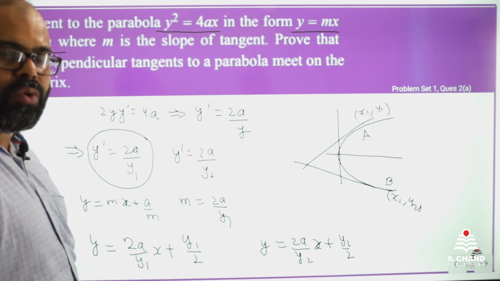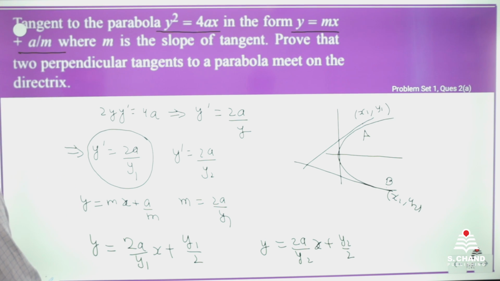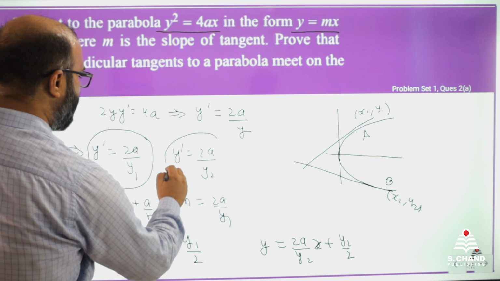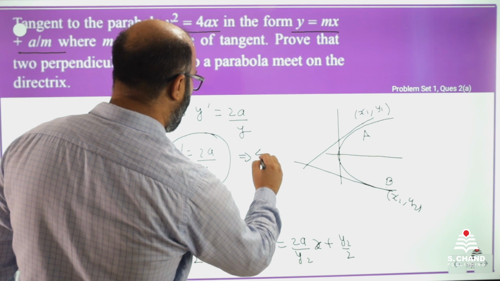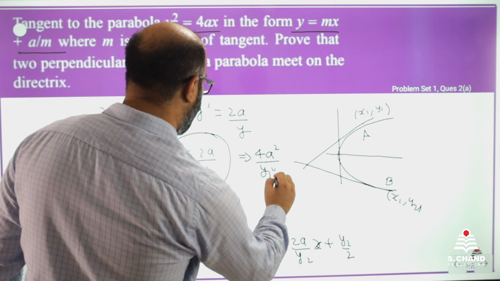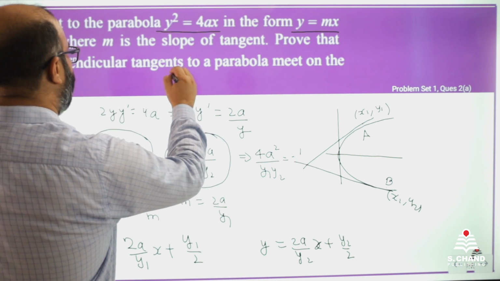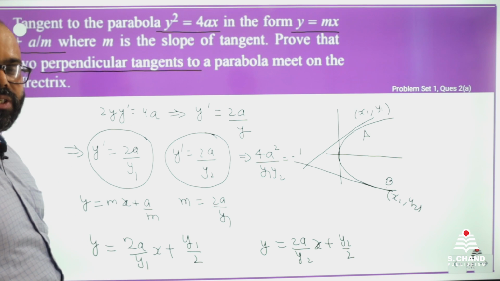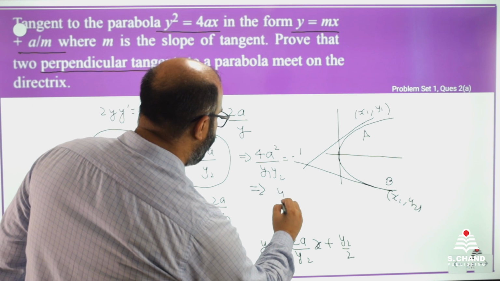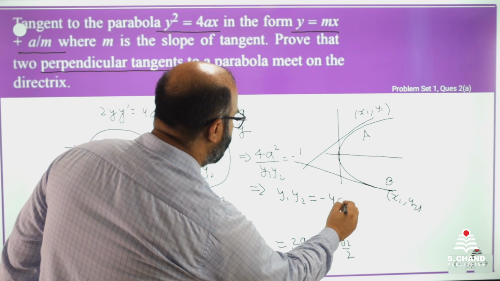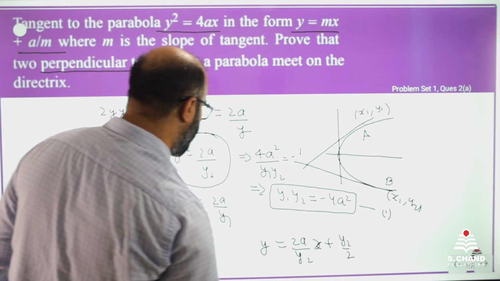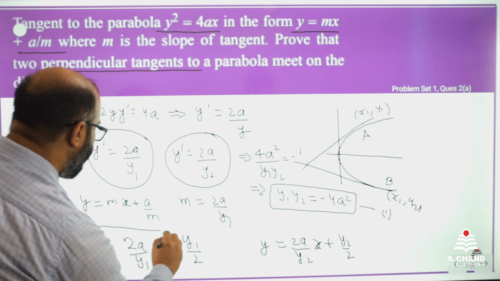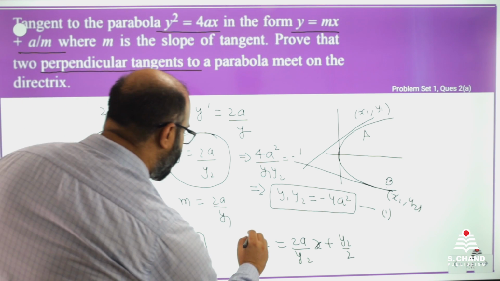Now if we say that these two are intersecting, what else is given? That these are perpendicular tangents. If these are perpendicular tangents, then the product of their slopes is actually -1. So we can say that 4a square by y1 y2 is equal to -1, as the tangents are perpendicular. So y1 y2 can be written as -4a square. This is an equation which we will use, and we have these two equations also which we will use right now. So we have three equations here.